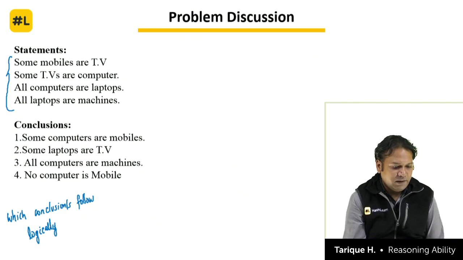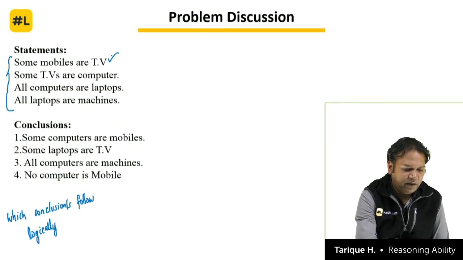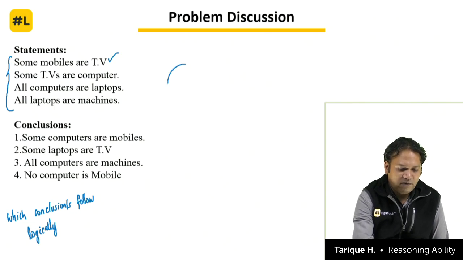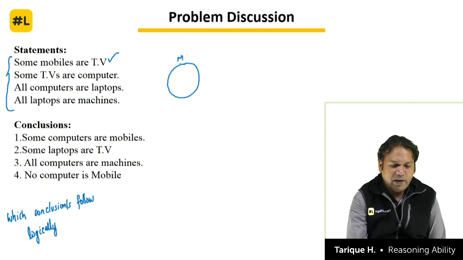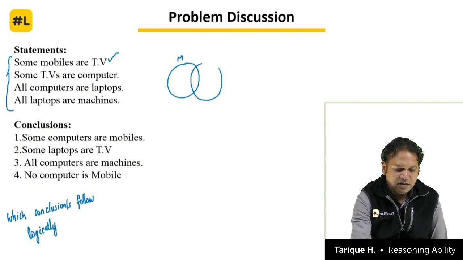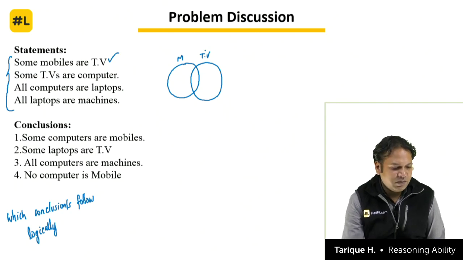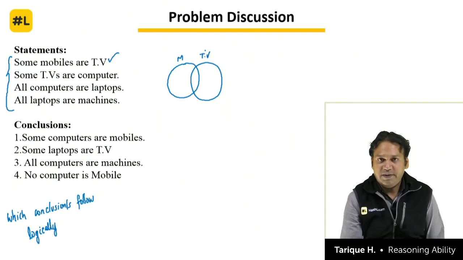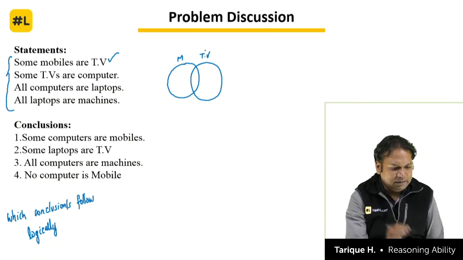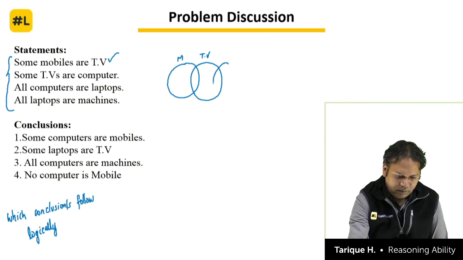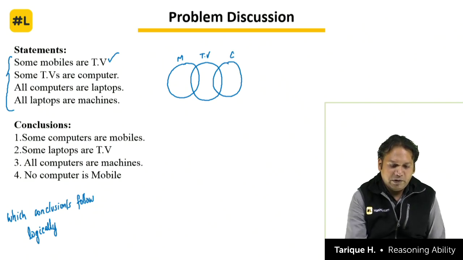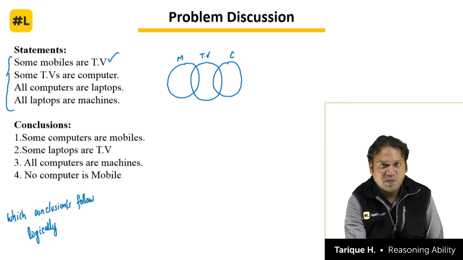So, some mobiles are TV. Let's first understand this. We'll take statement number 1. Some mobiles are TV, so we'll make the circle for mobiles. This is a circle for mobiles, let's call it M. Some mobiles are TV, so this is a circle for TV. The first circle is for mobile and the second circle is for TV, and using the first statement we are making this diagram. Some TVs are computers. The TV circle will overlap with the computer circle, but keep in mind that the computer circle is not overlapping with the mobile circle.